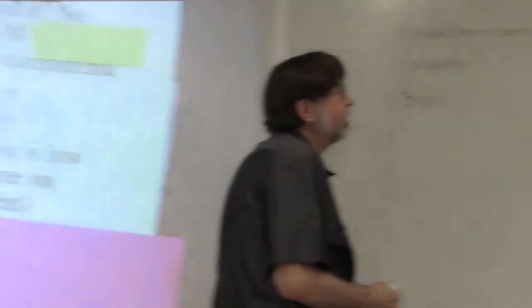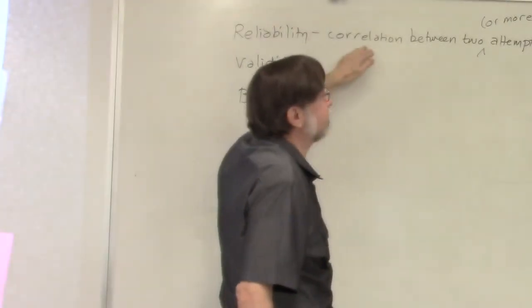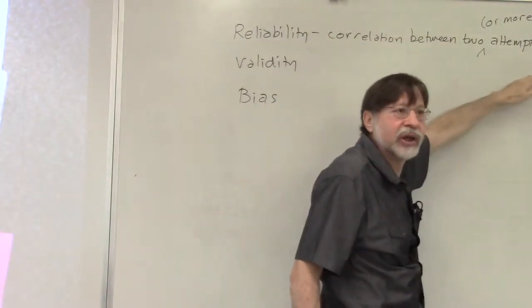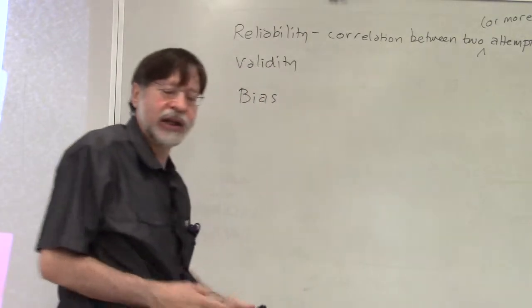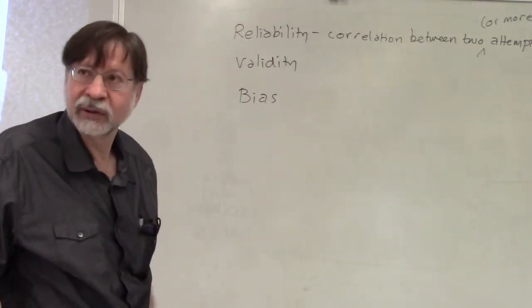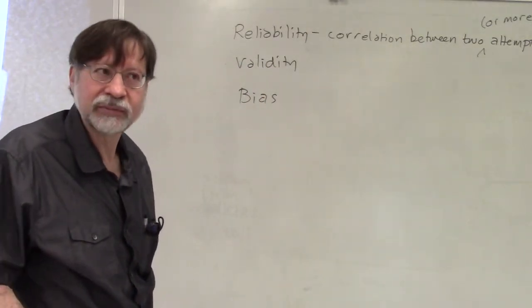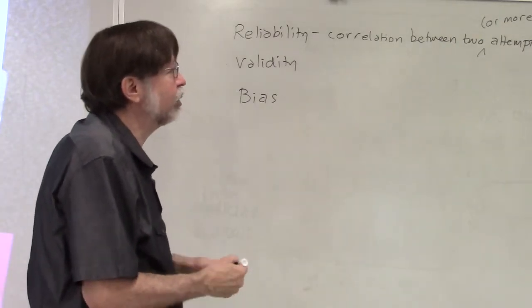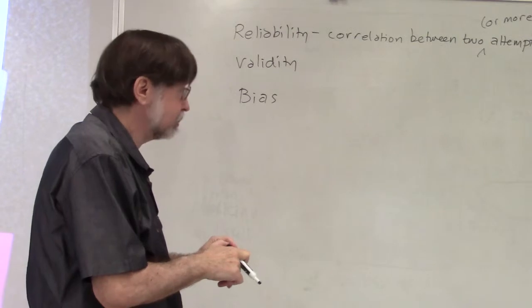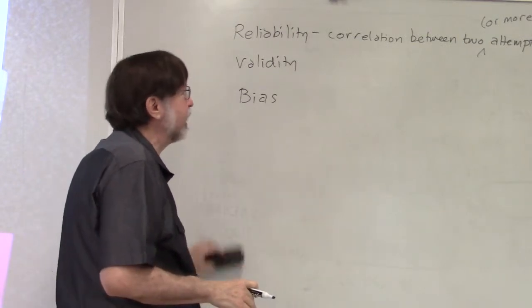So a test that gives you a low correlation between multiple attempts to make the same measure is not reliable. Reliability: if it always gave the same measure to the same person, there was a high correlation between the two measures, that would be a reliable test.